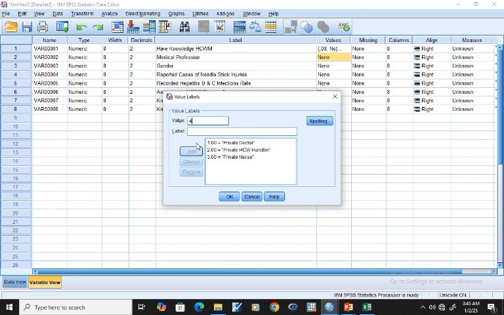And we have as well 4 for public doctor, 5 for public healthcare waste handler. We have 6 to be public nurse. Okay.